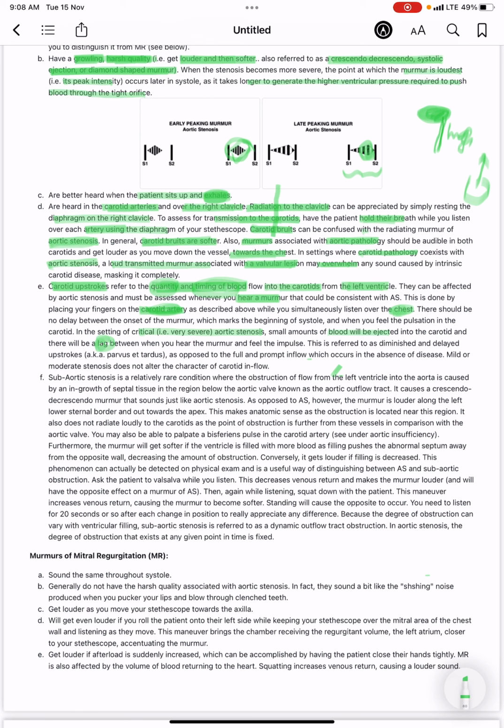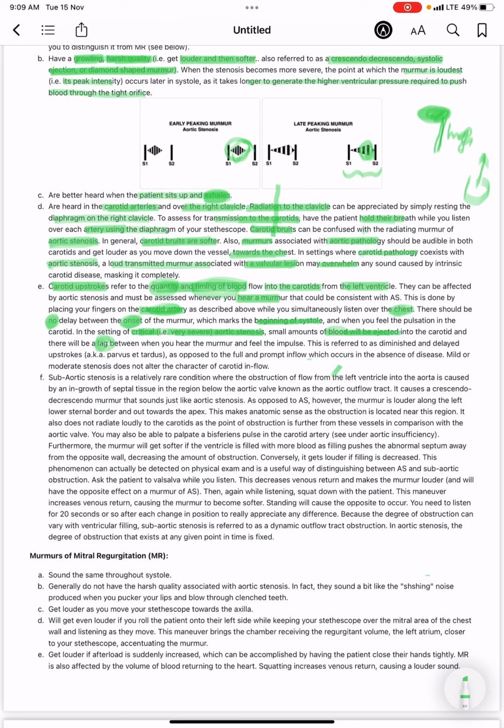There should be no delay between the onset of the murmur, which marks the beginning of systole, and when you feel the pulsation in the carotid. In the setting of critical, that is very severe, aortic stenosis, what happens? Small amounts of blood will be ejected into the carotid.